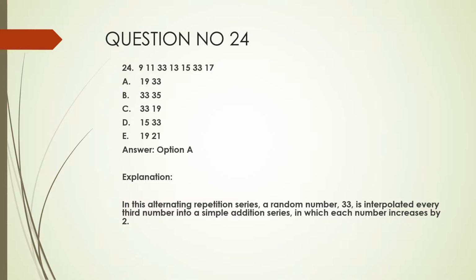Next question. The series is 9, 11, 33, 13, 15, 33, 17. So similar to the last question. Here 33 is given as a constant and the other numbers are changing. So 9 became 11. So there's an addition of 2. 13 became 15. Again 2. 15 became 17. Again 2. 17 plus 2 is 19 and 33 is constant. So the answer is A.